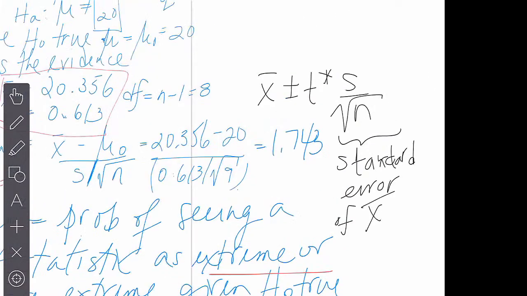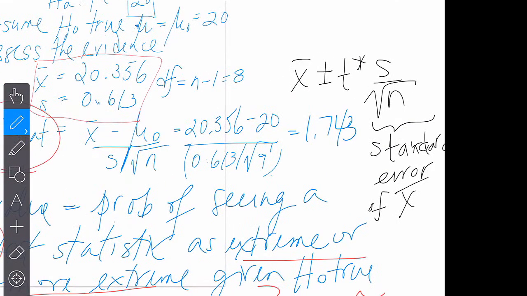So we have all the numbers. This one is 2.306, is that what I said? And this one we have already calculated over here, and s we've already calculated, and n is 9. So create the confidence interval for me, and then we'll interpret it. Okay, I'll give you 5 minutes.